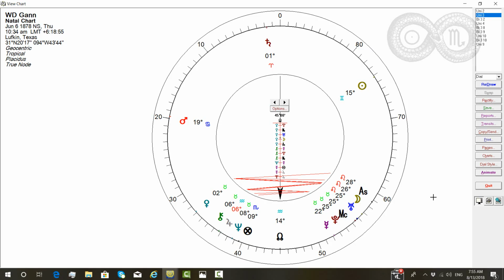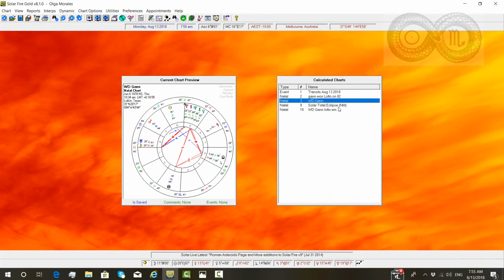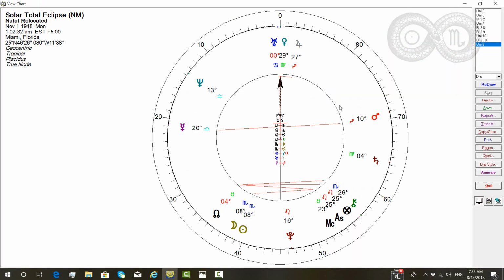Some people say the duration of the eclipse is really how long the actual eclipse takes place. So if it's 4 minutes, it's 4 years. So let's have a look at the eclipse that was happening. There was a total solar eclipse on November 1st, 1948. So this was before his winning streak.